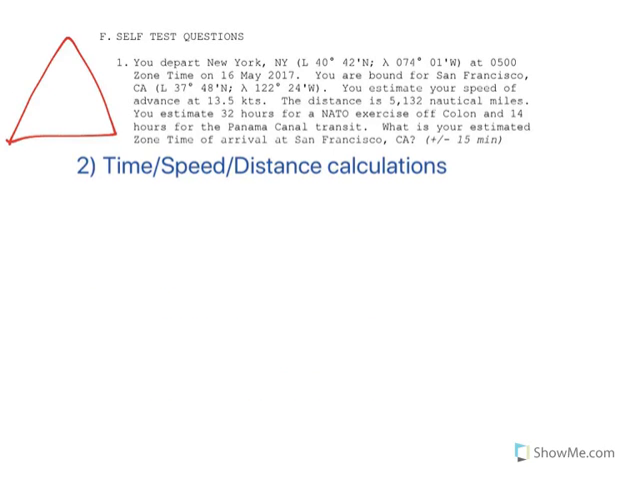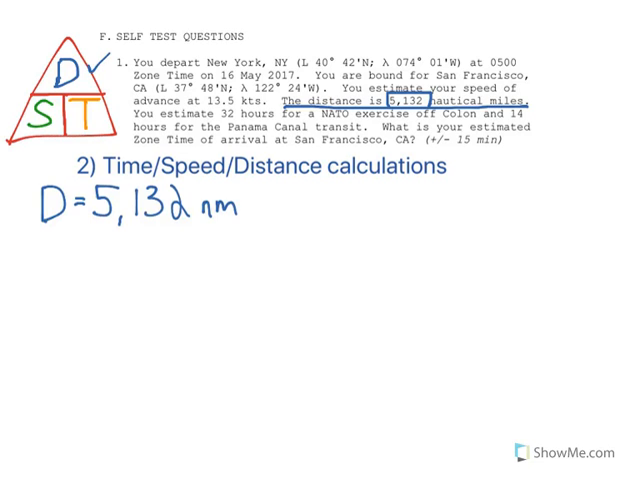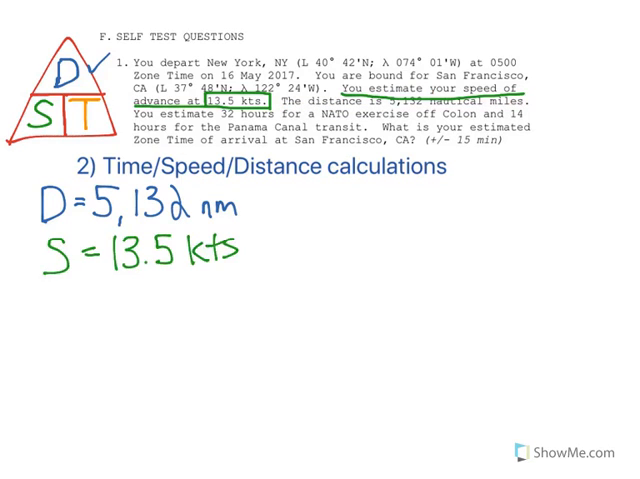First off, we will draw our handy time, speed, distance triangle that we learned about in a time, speed, distance video. Make sure that distance is always on top, and then speed and time are on the bottom. In the problem, we give you the distance. Distance is 5,132 nautical miles, so we have our distance. Check. We also tell you the speed. We estimate your speed of advance to be 13.5 knots. So now we have your speed as well. Check. And we are looking for your time.